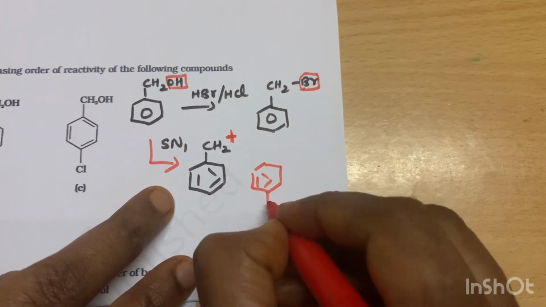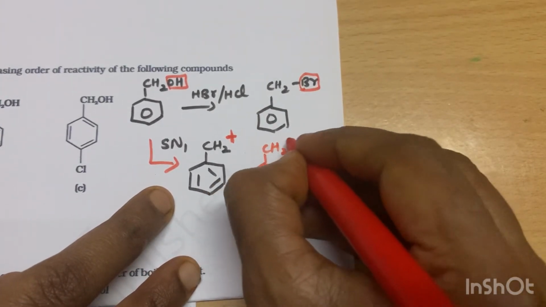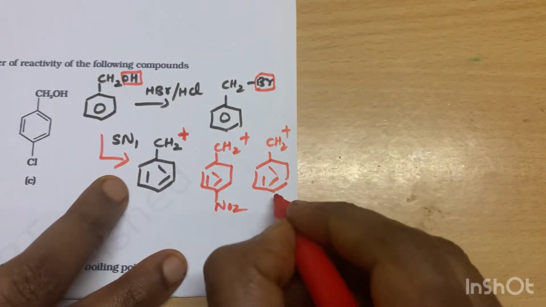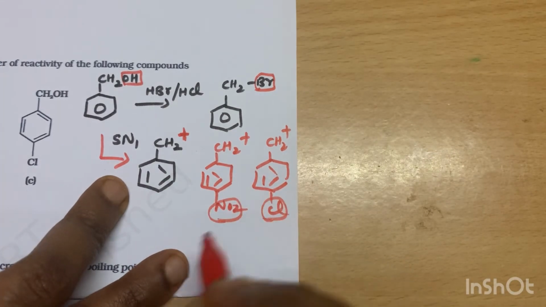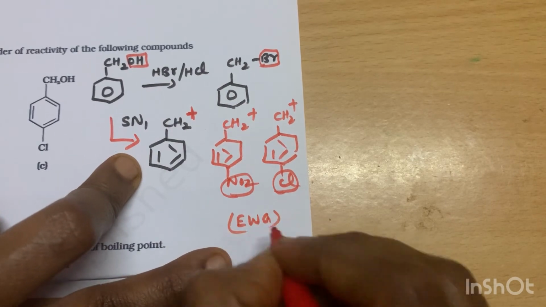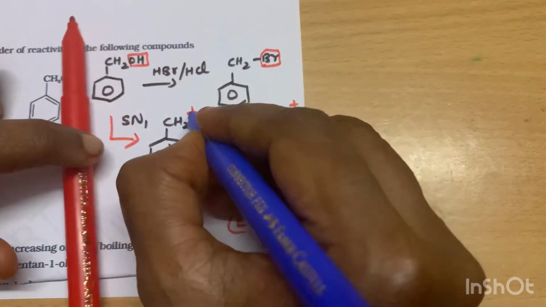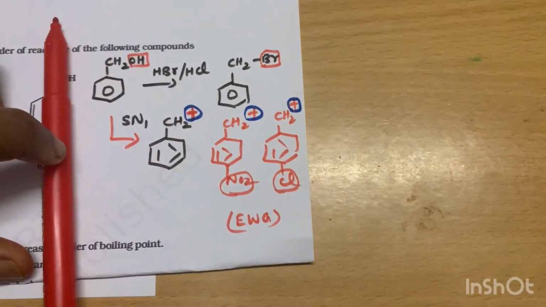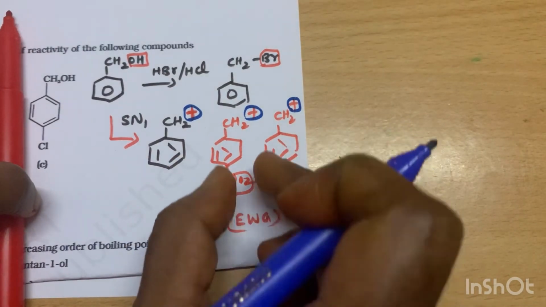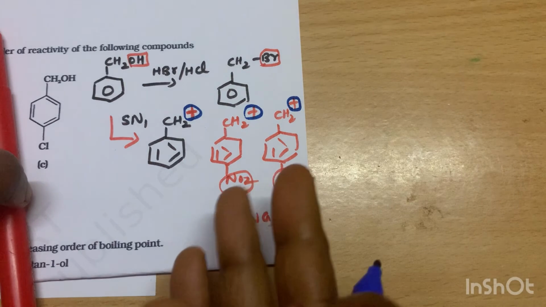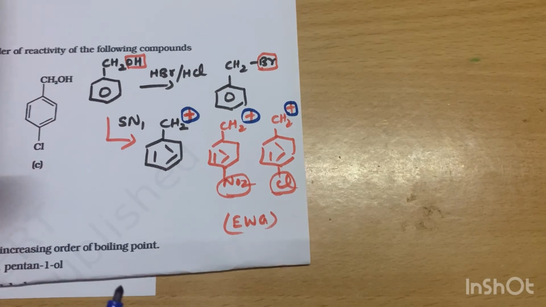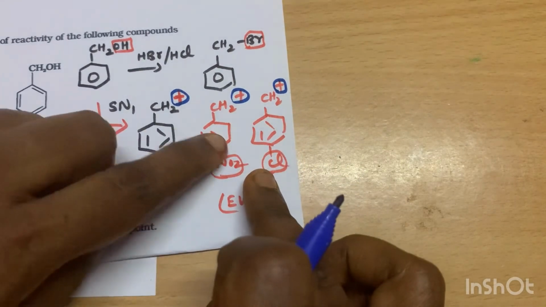In the case of the nitro substituent, this carbocation, and in the case of this third one, chloro. See, all these groups are electron withdrawing groups. Already the carbocation is electron deficient. The presence of an electron withdrawing group will still decrease the electron density, making it even more electron deficient. So the stability decreases. It is not favoring the carbocation.